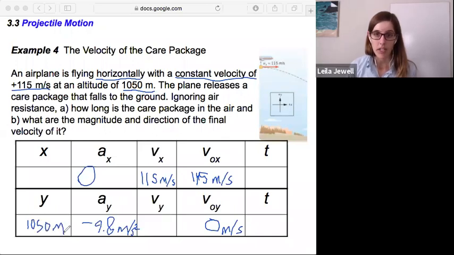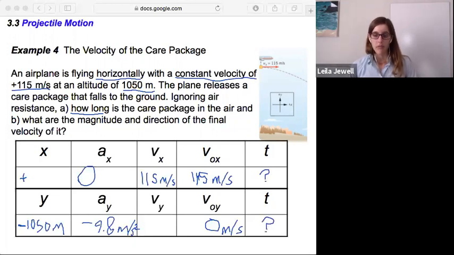Now, we have to pay attention. Is this a positive or a negative displacement? In other words, in the y direction specifically, has the package gone in the positive y or the negative y direction? Since it's fallen down, this is the negative y direction. Even as it is moving in the positive x direction, it would be some positive displacement there. So this is really solid. We could fill in what we're looking for in part A. Part A says how long is it in the air? And so that's going to be tied to our time.